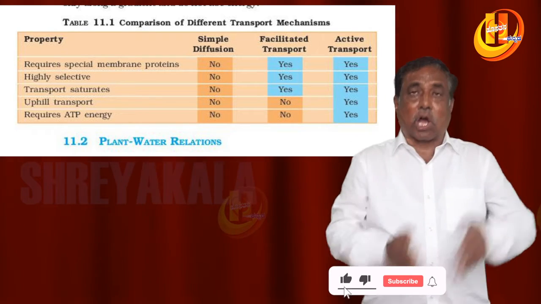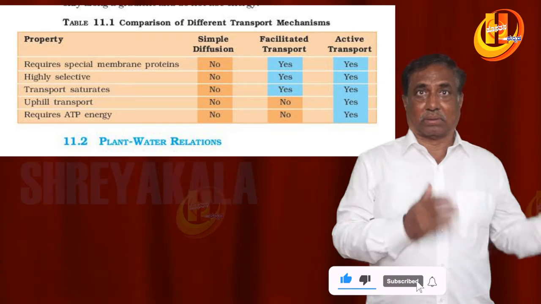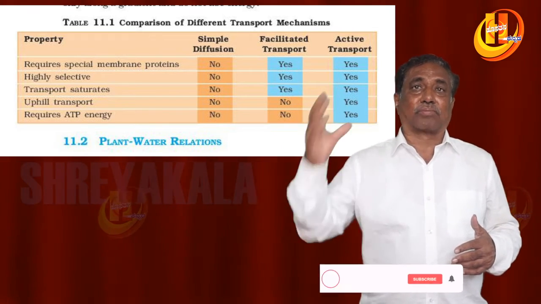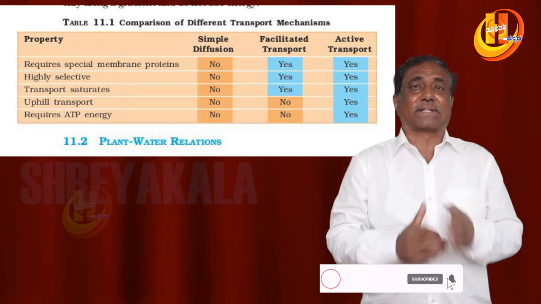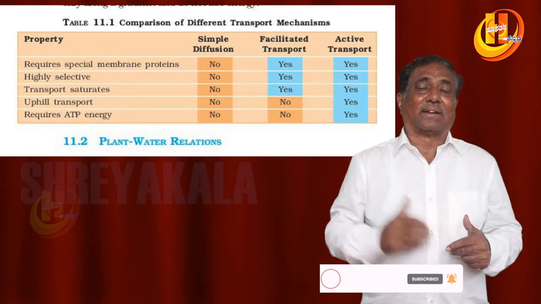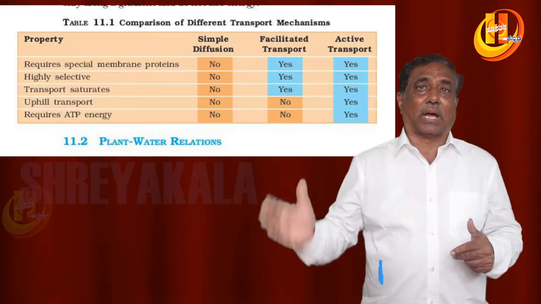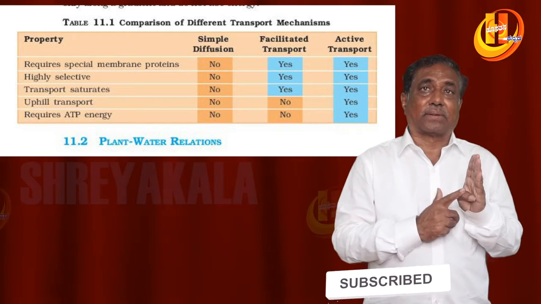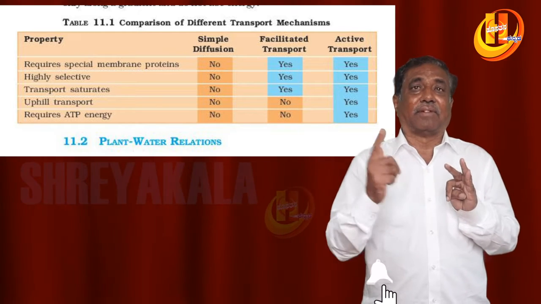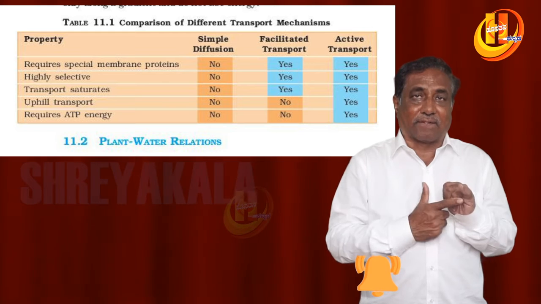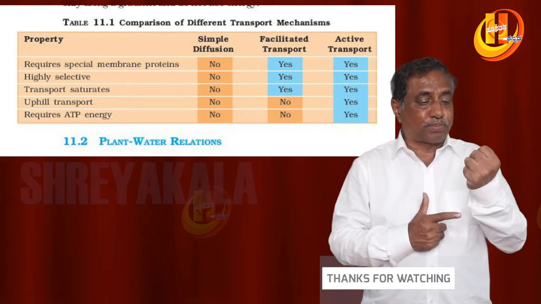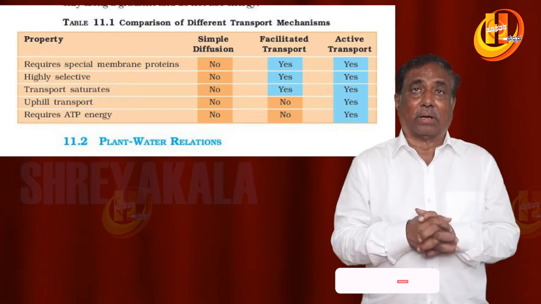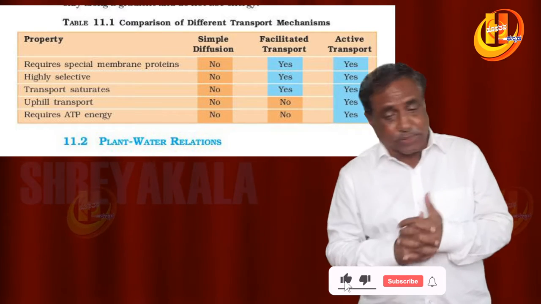Thus, a table is given in the textbook about diffusion: no energy involved, and facilitated transport has 3 features. The transport saturates, is highly selective, and requires membrane proteins. Requiring ATP and uphill transport: all these are active transport, which takes place at the expenditure of energy.